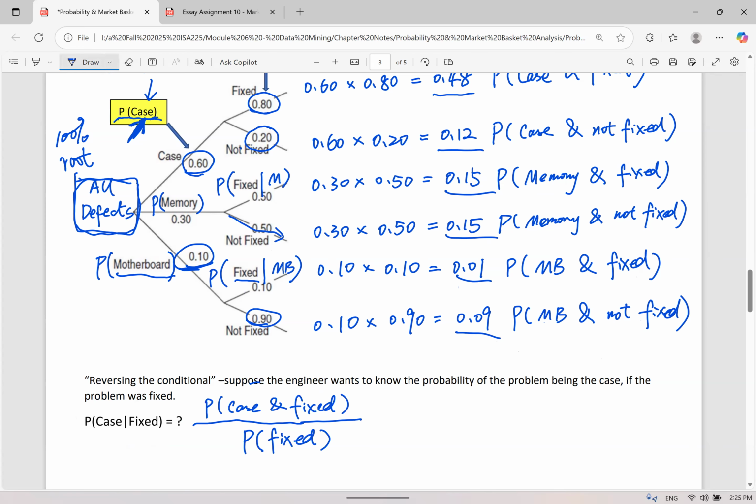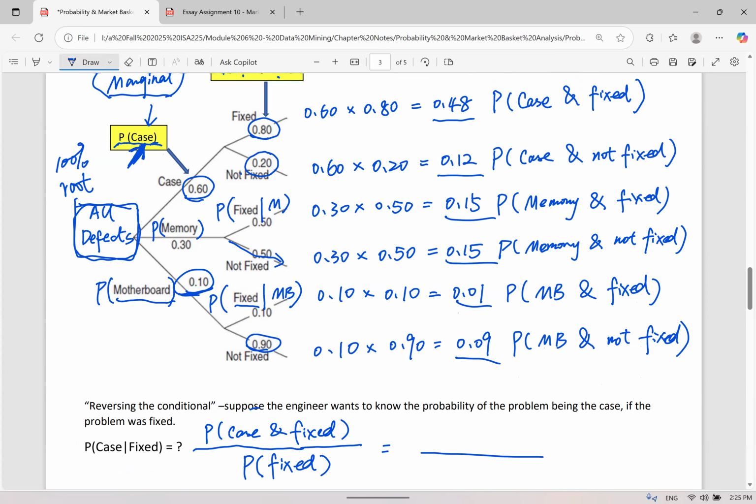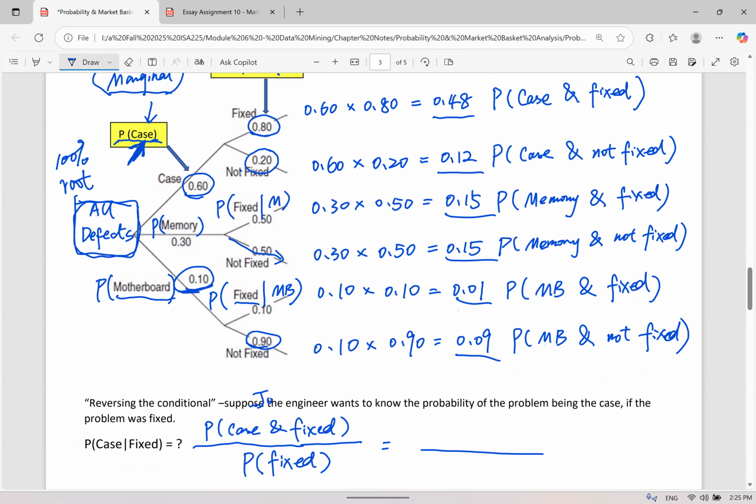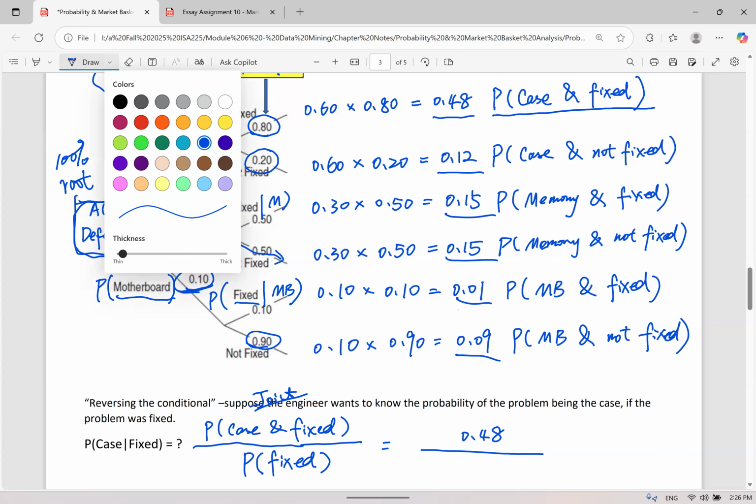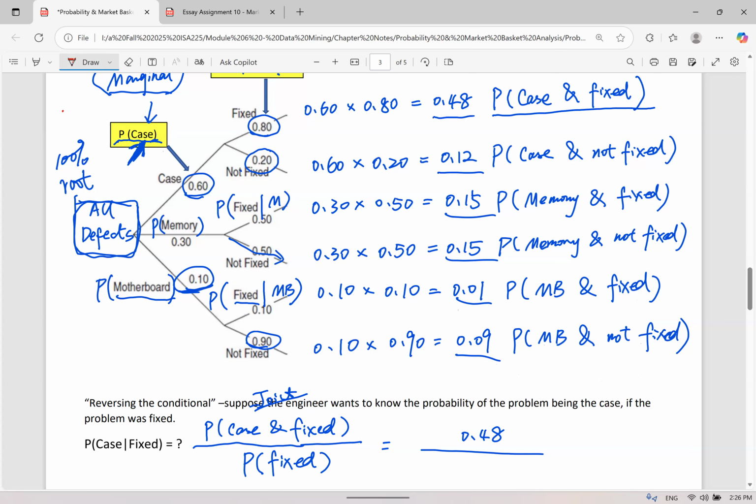All right, so what about the top? What is the top? It is a joint probability, right? Okay, so then which one? The case and fixed, right? So then actually it's just 0.48, right? But now what about the bottom, the condition? I want to get the probability of getting fixed. What is this probability?